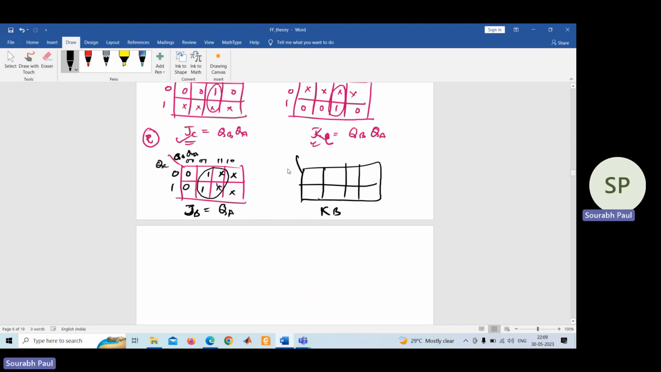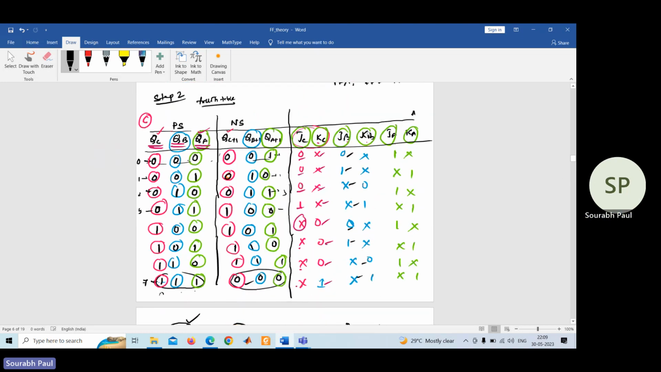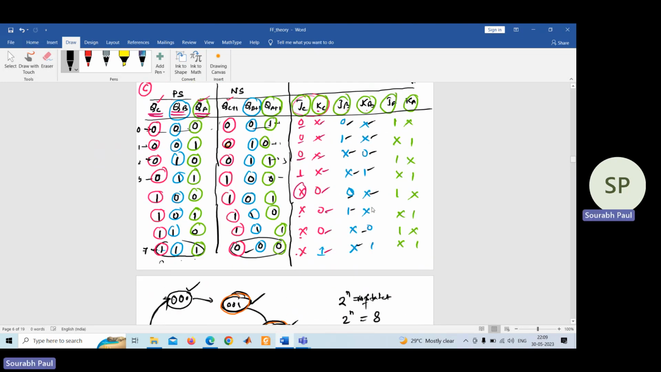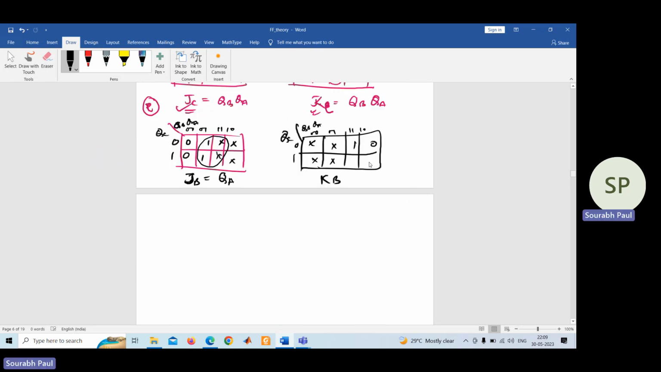Now do the same thing for KB. QC, QB, QA are the input variables: 0, 1, 0, 0, 0, 1, 1, 1, 1, 0. Now check the KB values. X 0, 1, X 0, 1, then X 0, 1, X 0, 1. So we can make a quad using these 4. So its value is nothing but QA here also.